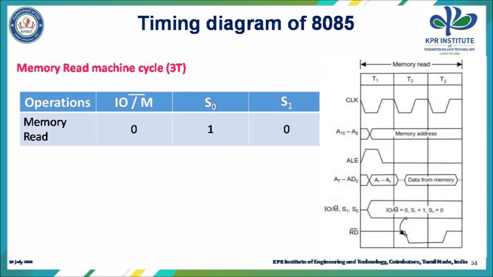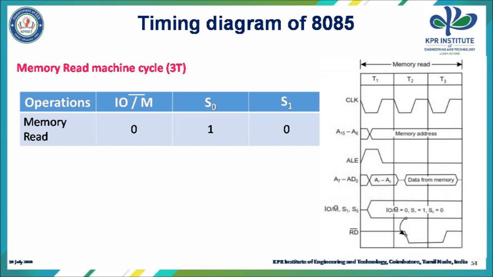The next machine cycle is the memory read machine cycle, which requires 3 T states. This machine cycle is similar to the opcode fetch machine cycle since both the opcode and the data are read only from the memory. So here again during T1 ALE is made high to make AD0 to AD7 pins operate as A0 to A7, and A8 to A15 always carries the higher order address. When ALE goes low, AD0 to AD7 pins act as D0 to D7 pins and fetch the data from memory.